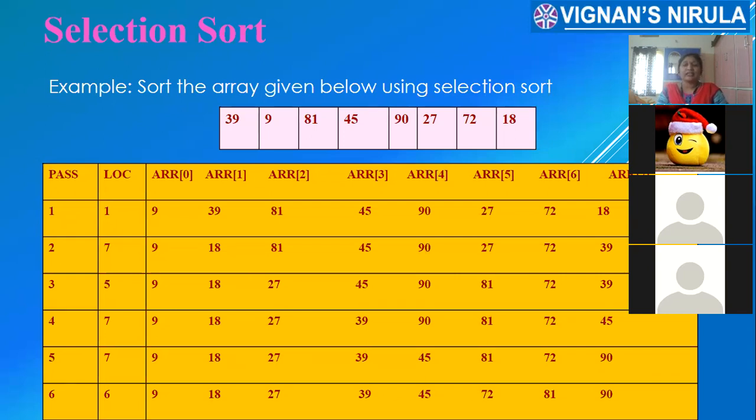8 elements are there, which are stored from array index 0 to array index 7. Is it the case or not? Yes, ma'am. So in the first pass, what you need to do is you need to store a of 0.